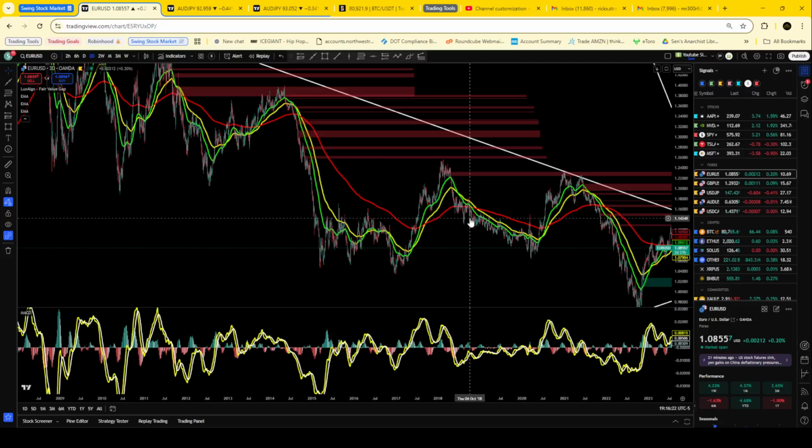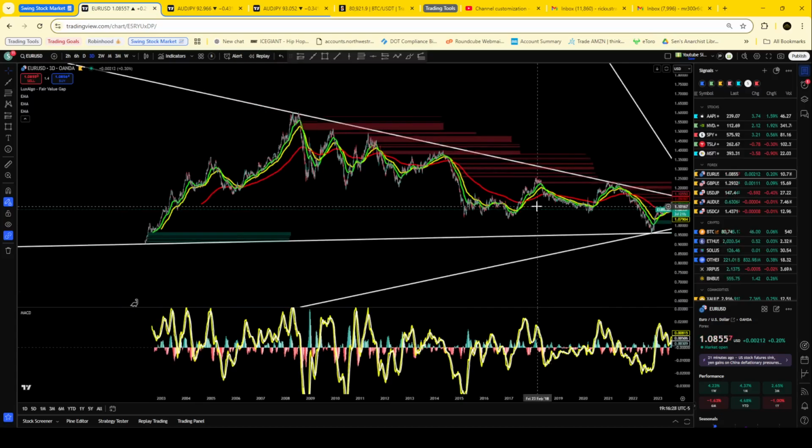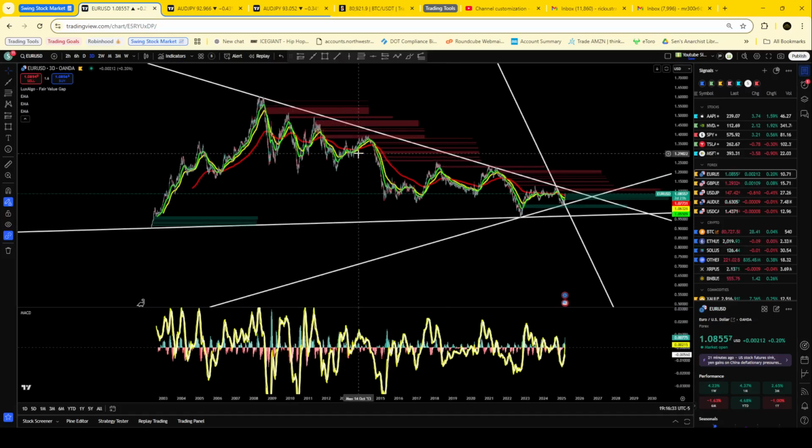Now, let's talk about some trend lines. So, how do we draw trend lines? You want to draw the trend lines at the swing highs. And for a trend line to be valid, you need at least 3 touches. So let me erase these trend lines and redraw them.